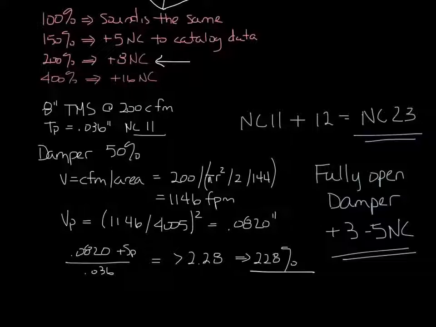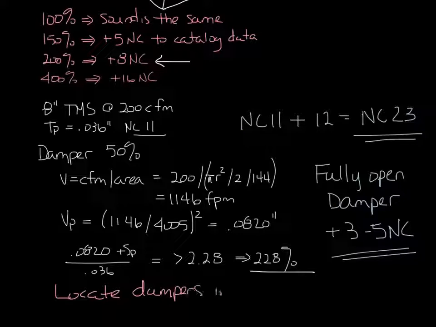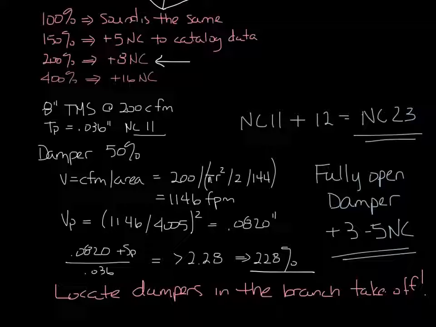So what should you do about this? The best solution is to put your balancing dampers upstream in the branch takeoffs. So now you know what happens when you add an inlet damper to a diffuser.